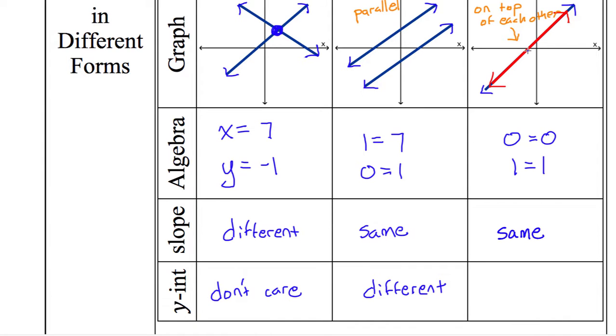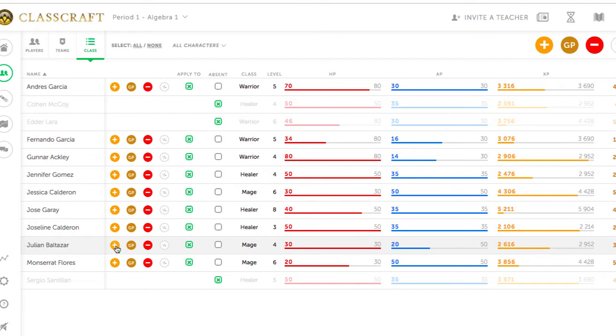So when these two lines are on top of each other, their y-intercepts are the same or different? Quiet raised hand. Same or different? Julian? Same, yep. Thank you, Julian. I'm just getting more and more XP.